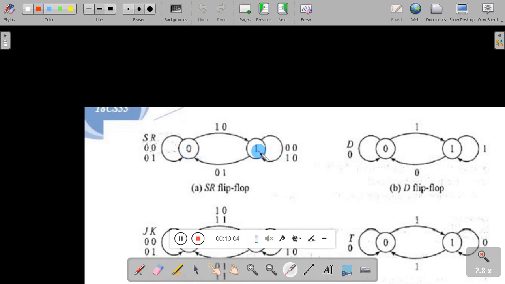Suppose the flip-flop is in state 1, and if you give the SR value 0 0, it will remain in that state only. Or if it is already in state 1 and if you give the SR value 1 0, it will remain in that state only. So this is the representation for SR. Now we will see the representation for JK.